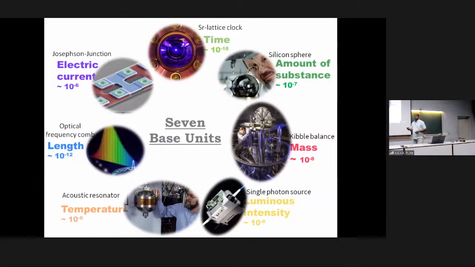Electric current is based on the Josephson junction. Anybody know the Josephson junction? It's basically a semiconductor junction, a PN junction kind of thing, and the voltage difference between the two sides is exact. Let's say it's 1 millivolt, I don't know exactly how much it is per Josephson junction. But if you have 1 million of these junctions, then it becomes 1 volt. It adds up. Then resistance is measured very accurately with the quantum Hall resistance technique, and voltage divided by resistance gives you a current standard. Okay, so these are the seven very, very sophisticated experiments.